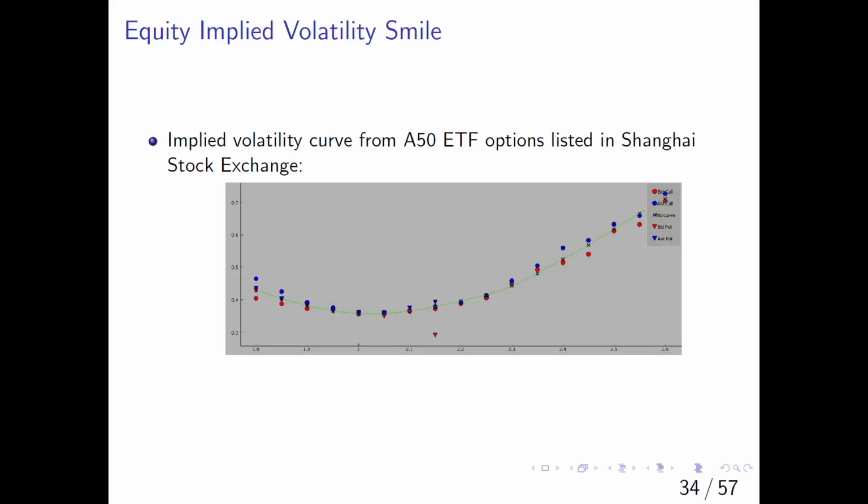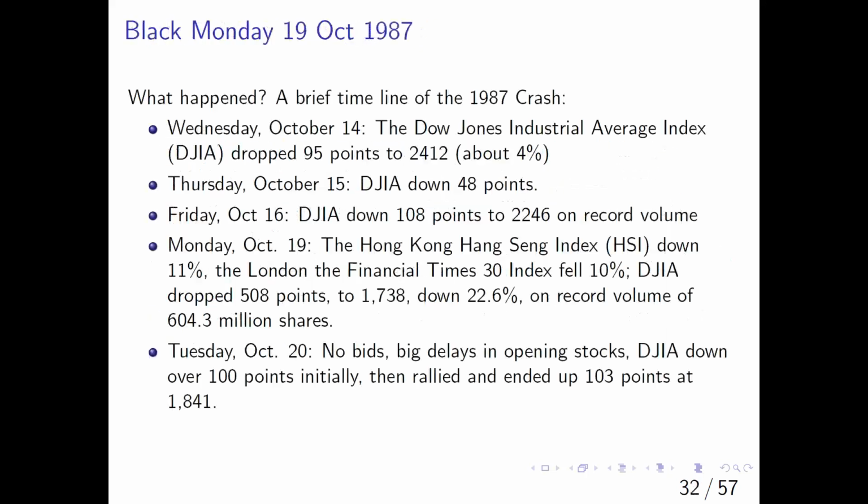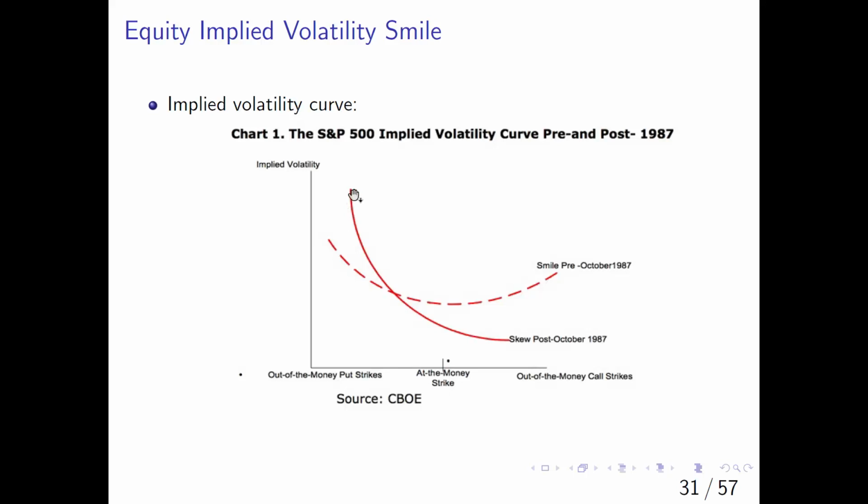This is a plot from my previous work. I was dealing with the A50 ETF listed option in the Shanghai Stock Exchange. Back to then, I have to explain. First of all, you may ask me why this is not a similar shape to what I showed here. The put side is much higher and the call side is much lower.